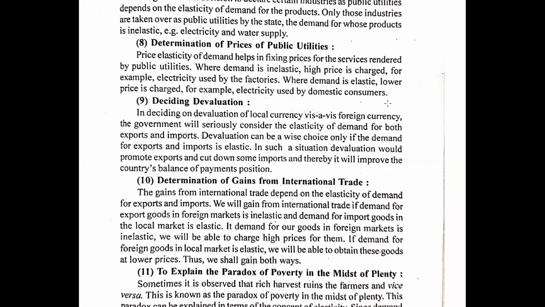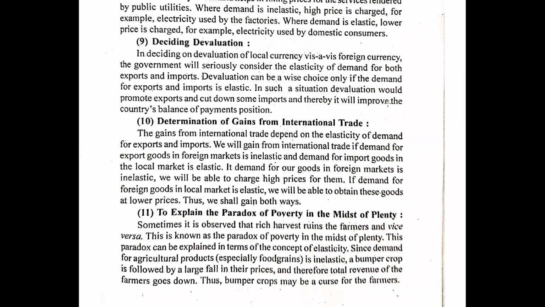But the factory will not consider the electricity price much. They will use the electricity at whatever rate the government gives them. So the government will decide a high rate of electricity for the factories, but a low rate for the common people and the households. Then the ninth point is deciding devaluation.